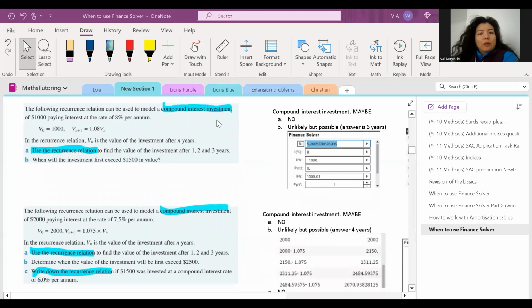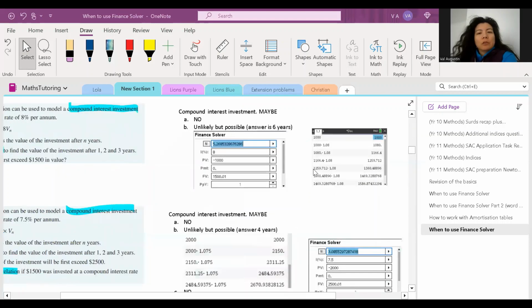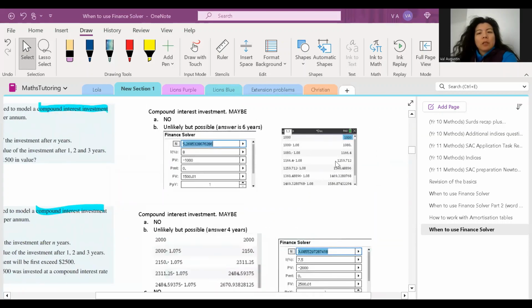Now with this one, it's a compound interest investment, and I say maybe because if you're asked to use a recurrence relation, you have to do it that way. With part B, because it asks you for when the investment first exceeds $1,500, you can choose to use the recurrence relation, which is where you hit enter a lot of times, or you can choose to use Finance Solver. So that is an option depending on which you prefer.